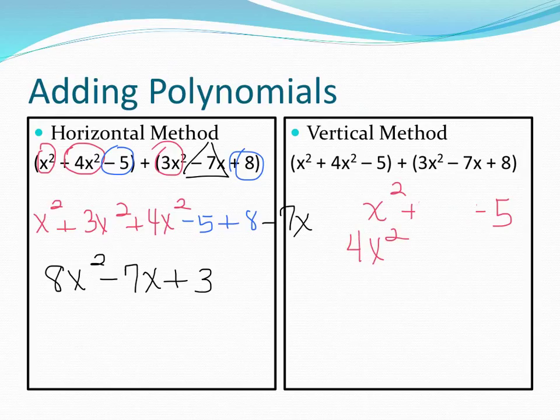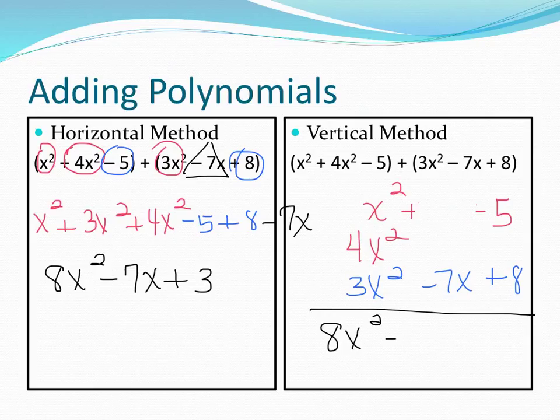Okay, now we're going to the second set of parentheses. And in the second set, we have a 3x squared, which would go here. We have a minus 7x, which we can put in the middle. And we have a plus 8, which we want to line up with the 5. So now our like terms are aligned vertically, and we can add them. 8x squared minus 7x plus 3.